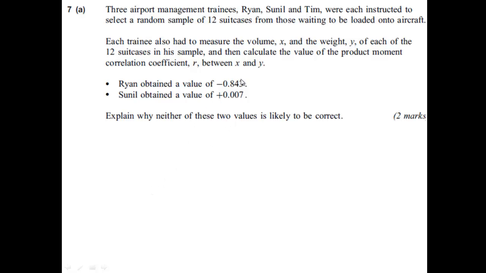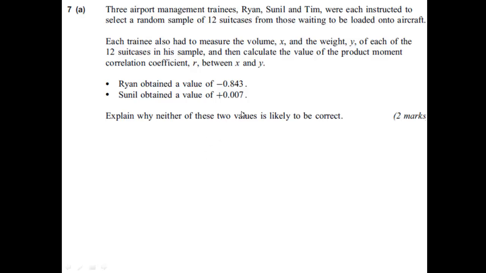We see here that Ryan's product moment correlation coefficient of minus 0.843 is quite a strong negative correlation, implying that as the volume increases, the weight decreases, which doesn't seem very likely, does it? And Sunil's is practically zero, meaning there's no correlation between volume and weight, or very, very little. So for this reason, both of them are unlikely to be correct.